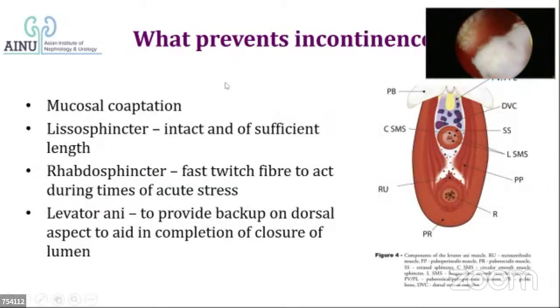So what prevents incontinence is mucosal coaptation at the level of the urethra, by an intact lissosphincter of sufficient length. In a normal person, it is from the bladder neck down to the perineal diaphragm.